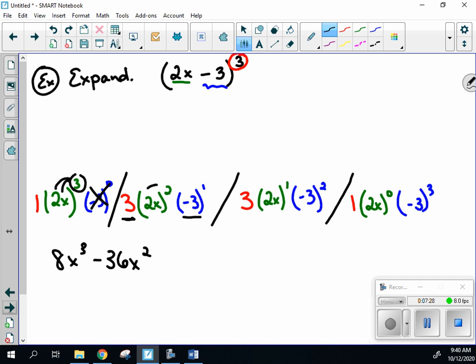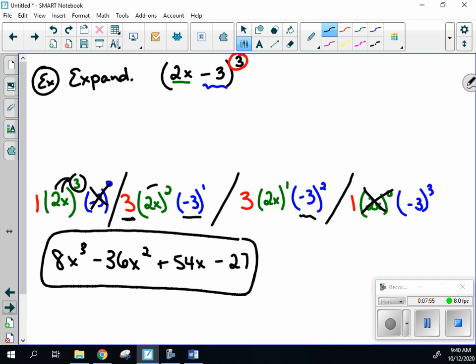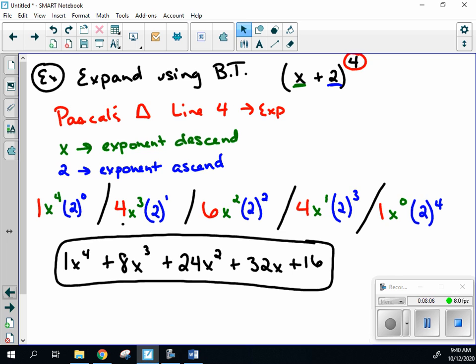2 to the 1st gives me 2. 2 times 3 gives me 6. 6 times 9 gives me 54. Because it's negative and it's squared, it's a positive 54. 2x to the 0 is technically gone. So I have negative 3 cubed, which is going to get me negative 27. So it gets a little bit more challenging when there's 2 different numbers and you have a negative. So you have to be careful with those positive negative signs. So this is binomial expansion using Pascal's triangle.